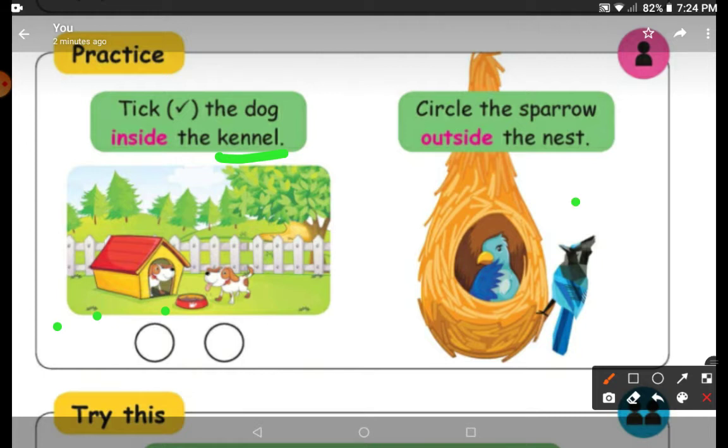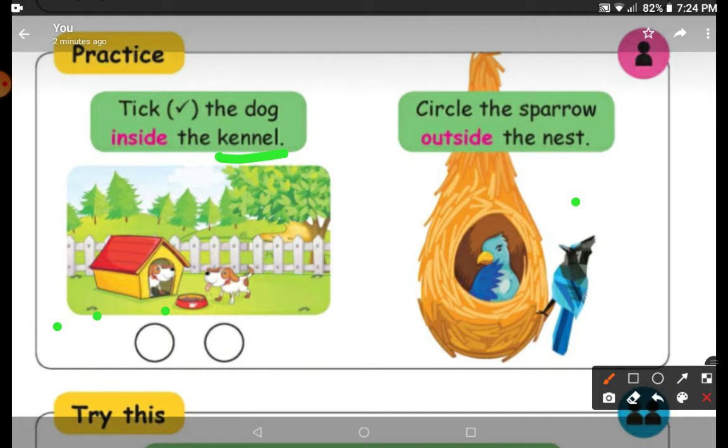And next one, see here, two sparrows are there. One is inside the nest. What is called nest? The house of birds is called nest. See here, beautiful nest. One sparrow is inside the nest and another one is outside the nest.